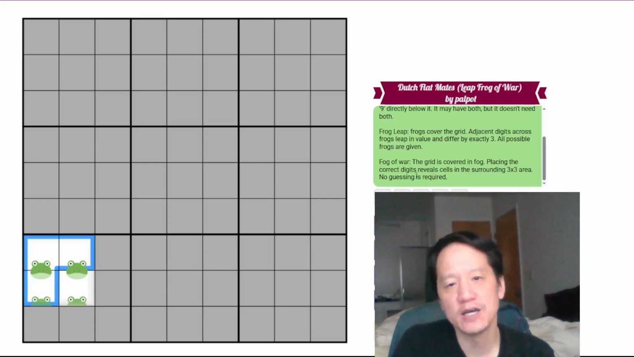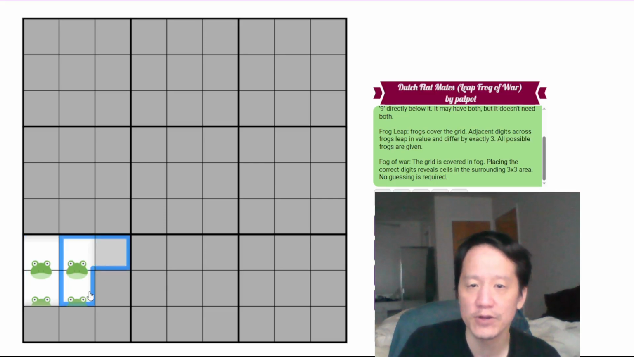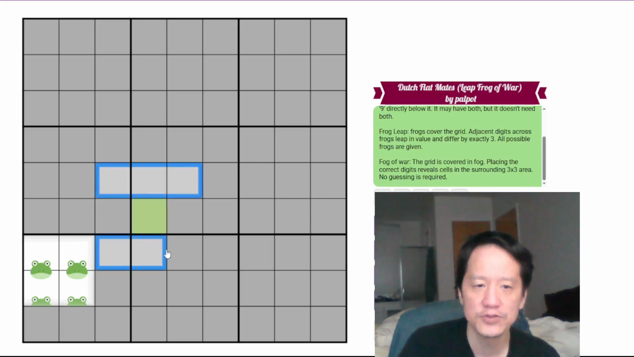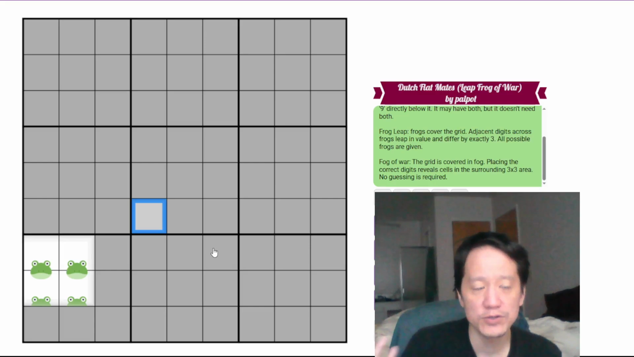And then finally, we have in this puzzle Fog of War, where the grid is covered in fog. Placing the correct digits reveals cells in the surrounding 3 by 3 area. So no guessing is required. If we place a digit correctly here, it would clear the fog in that cell and in the surrounding cells. So it would clear these 9 cells if you placed a digit correctly there. And you don't require guessing, because you should be able to logic your way through everything here. And those are all the rules.